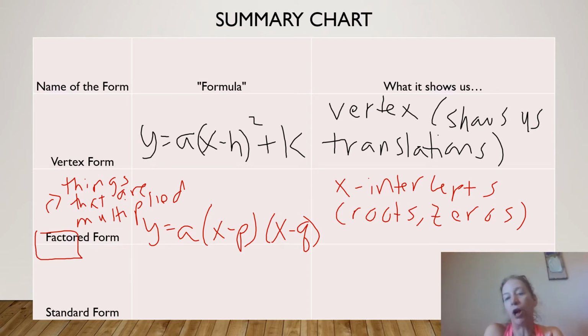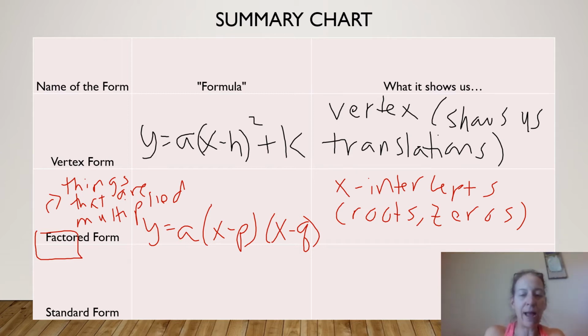All of them are used, and I don't know which one is actually used on your test or what you might see on the SAT, so you do need to know all 3 of those. Intercepts, roots, and zeros. You might be able to figure out why they're called zeros. Because the y coordinate would be a 0 for all of them. So, all right, and that's the factored form.